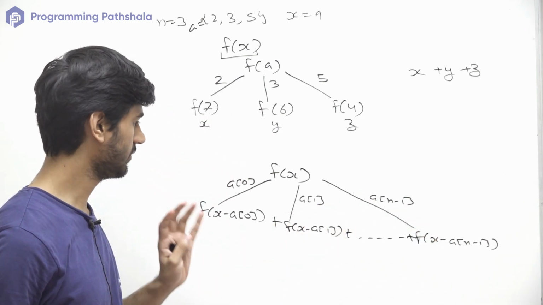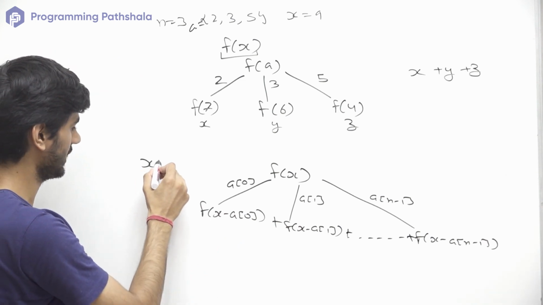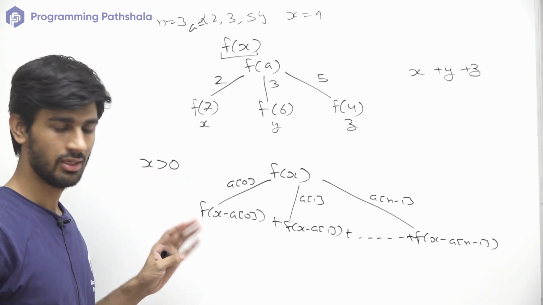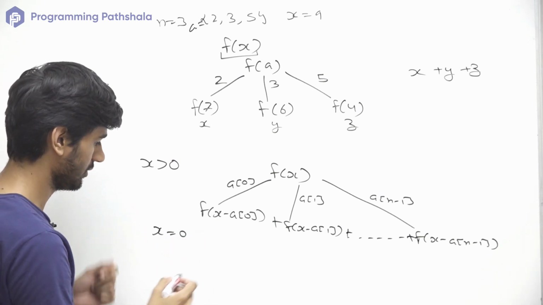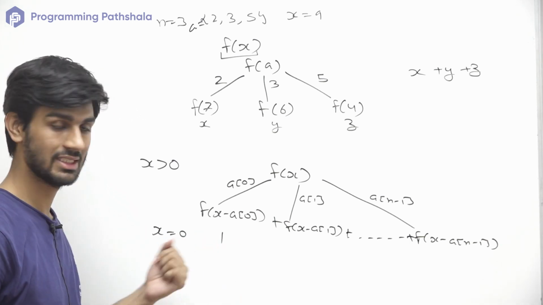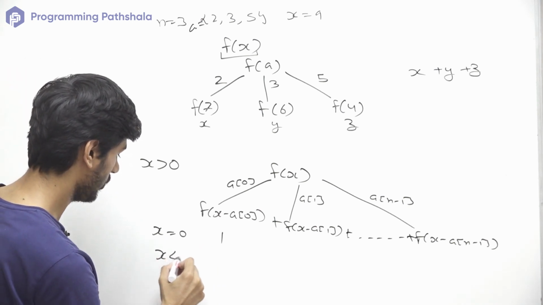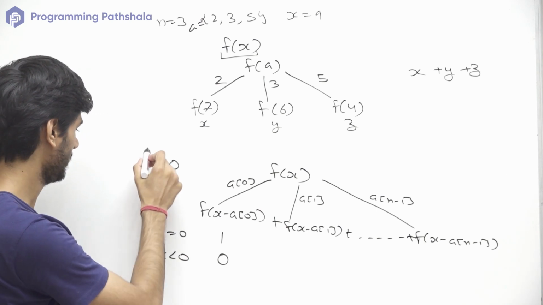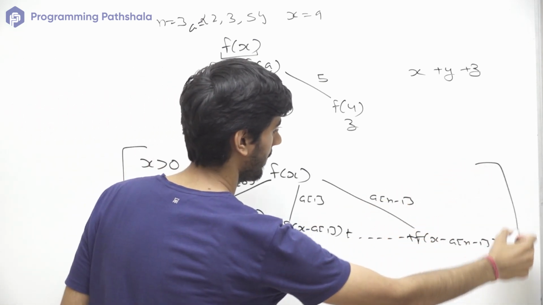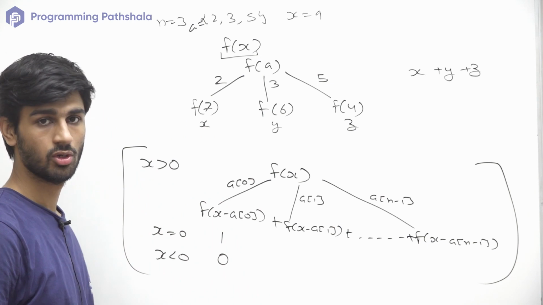And this recursive relation will be valid for all the values of x greater than 0. For x equal to 0, we know there is one way, right? So whenever x is equal to 0, we know the number of ways is 1. And if x is smaller than 0, in that case the number of ways is 0, right? So this is the recursive relation. Okay, now we can try to code this.